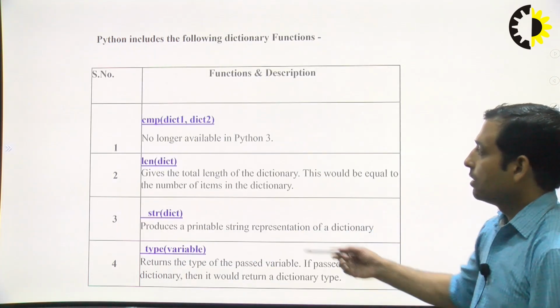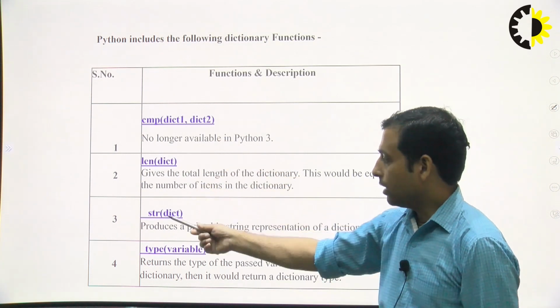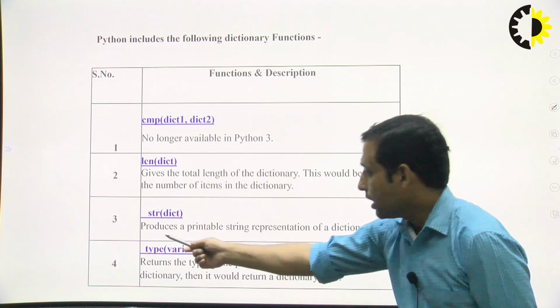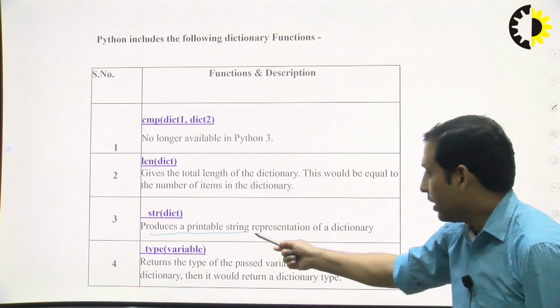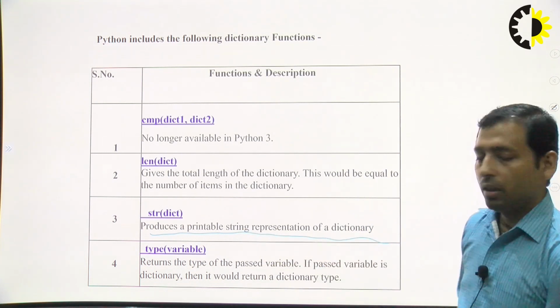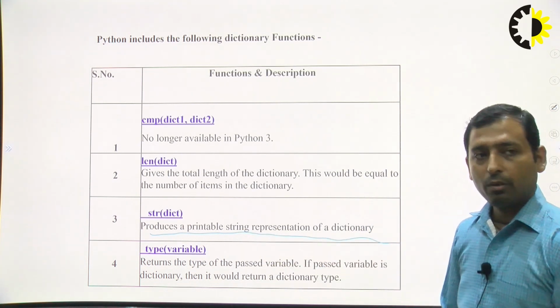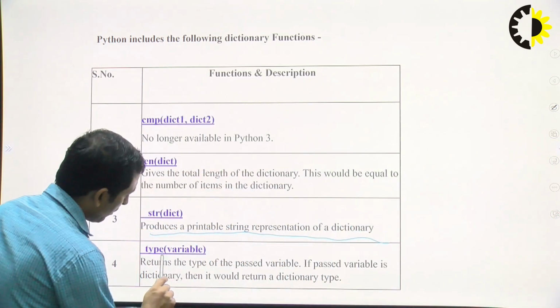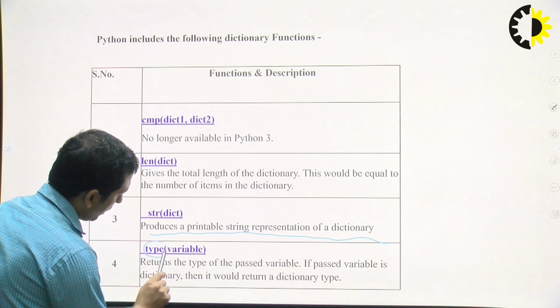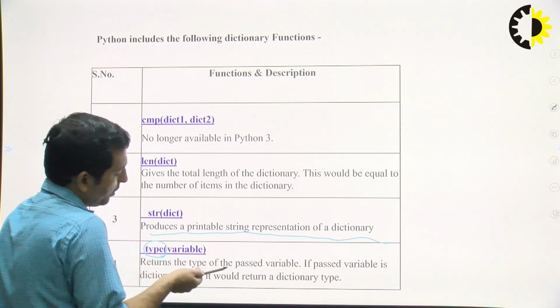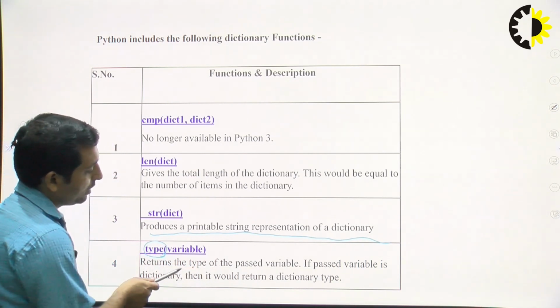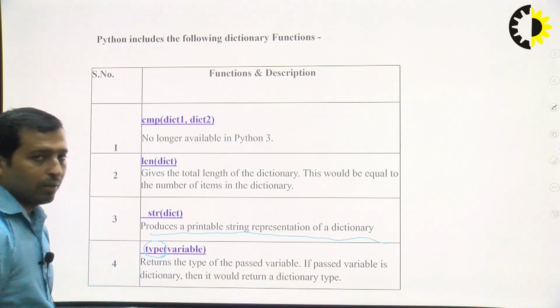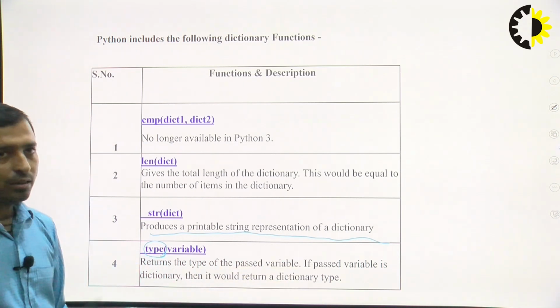Some functions, just like before: compare, length, and str dict, which produces a printable string representation of the dictionary. If you want to print the dictionary in printable format, use str. And type returns the type of the passed variable; it is applicable to other objects also, whether a dictionary, a list or a string.